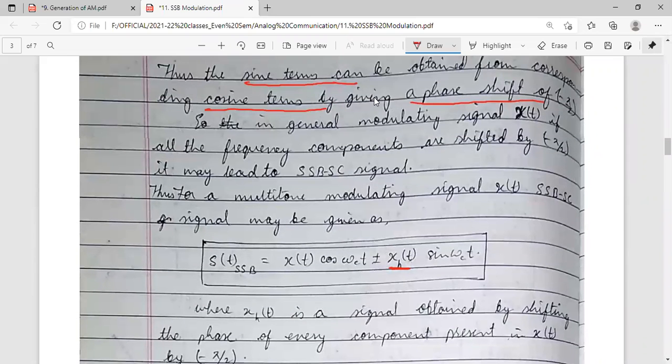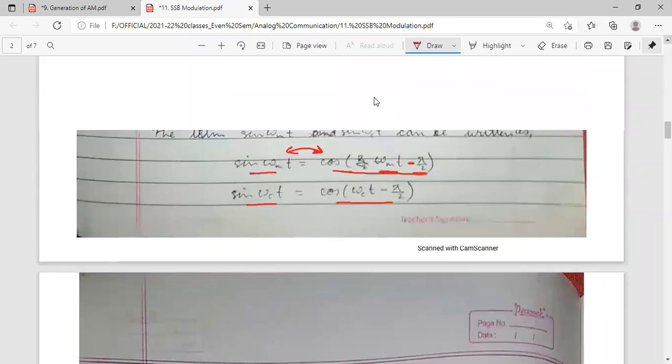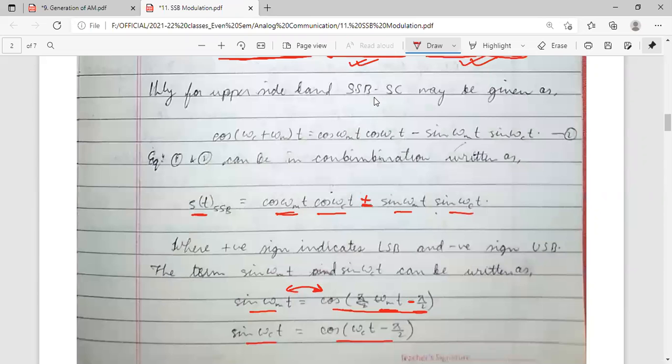In general, for the modulating signal xt, all the frequency components are shifted by minus pi by 2. If it is a multi-tone signal xt, the SSB-SC can be written as x of t cos omega ct plus minus x of ht sin omega ct. So in the earlier signal, cos omega mt cos omega ct, the modulating signal we took was cos omega mt and the carrier signal is cos omega ct.